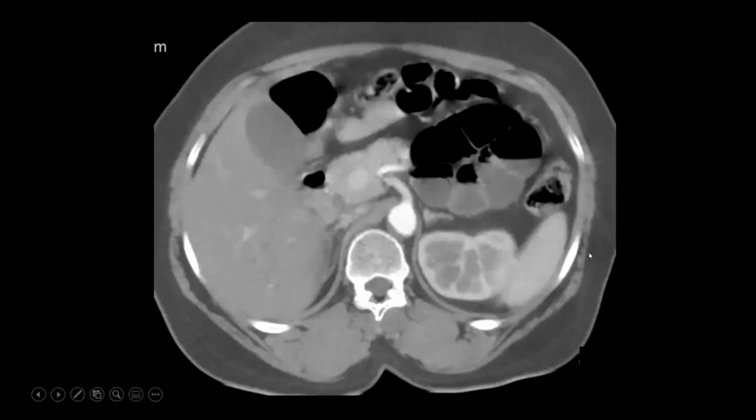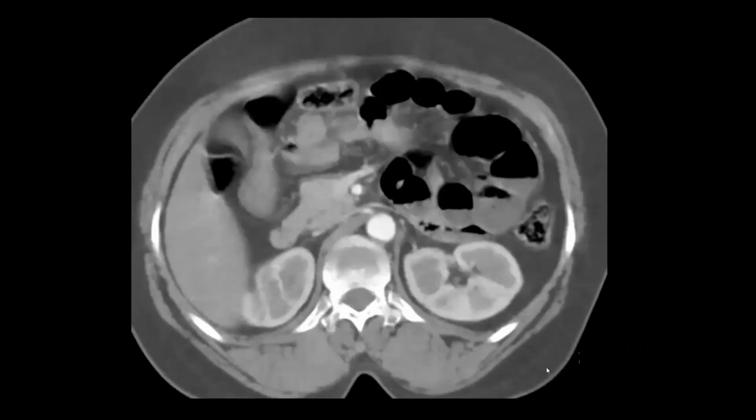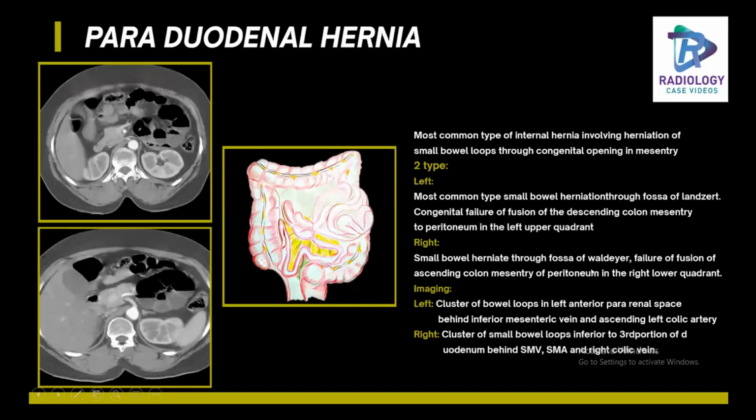So this is the next case. We're seeing axial CT sections of the abdomen in arterial phase showing a cluster of small bowel loops in the region anterior to the left anterior pararenal space with air fluid levels within. So this image shows probable herniation of the small bowel loops through a congenital opening in the mesentery. So this is a case of paraduodenal hernia.